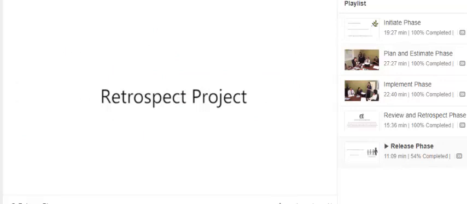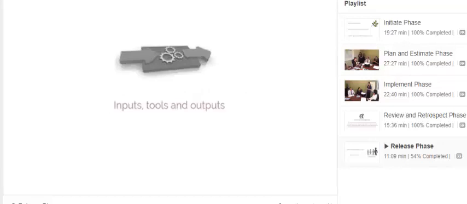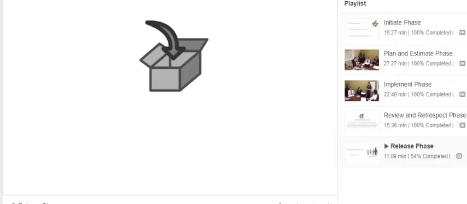Retrospect project. Is the process carried out? So as to understand the process, we need to know the inputs, tools, and outputs involved. Let's learn them one by one.